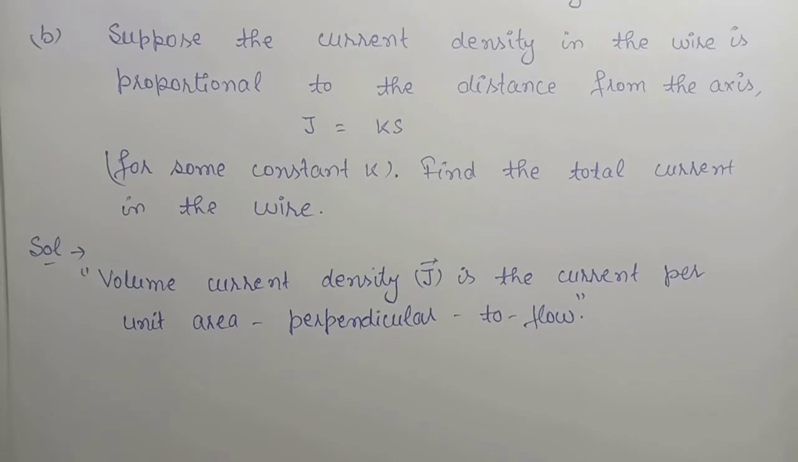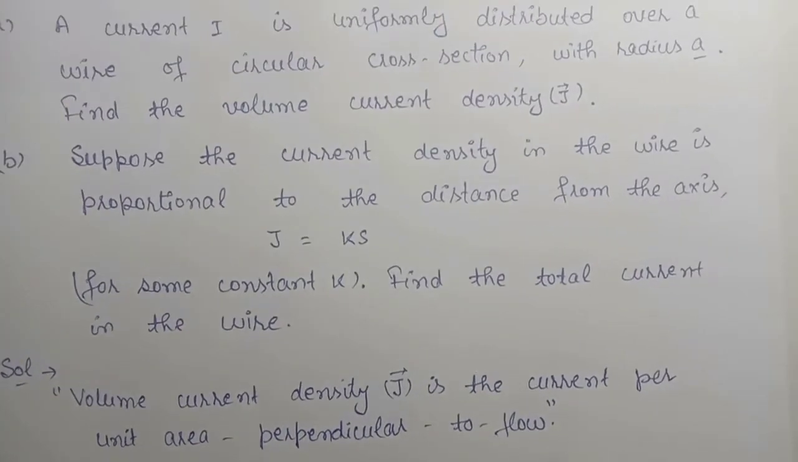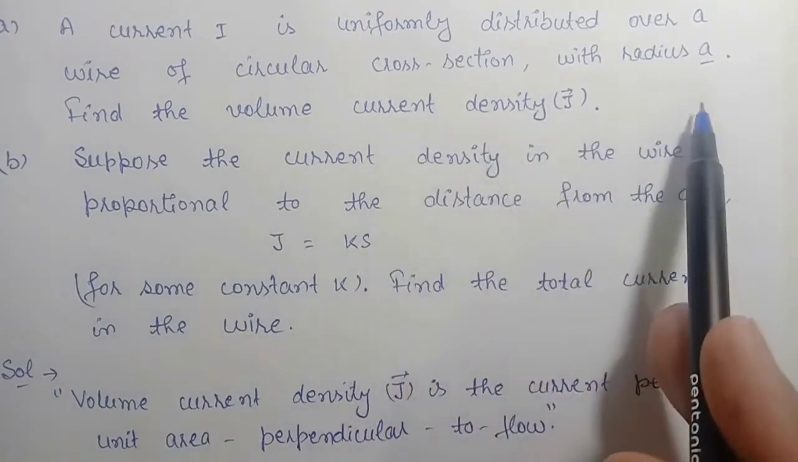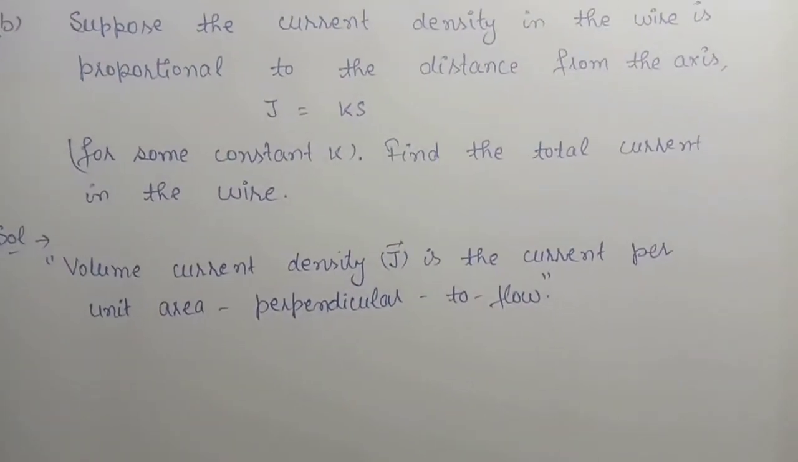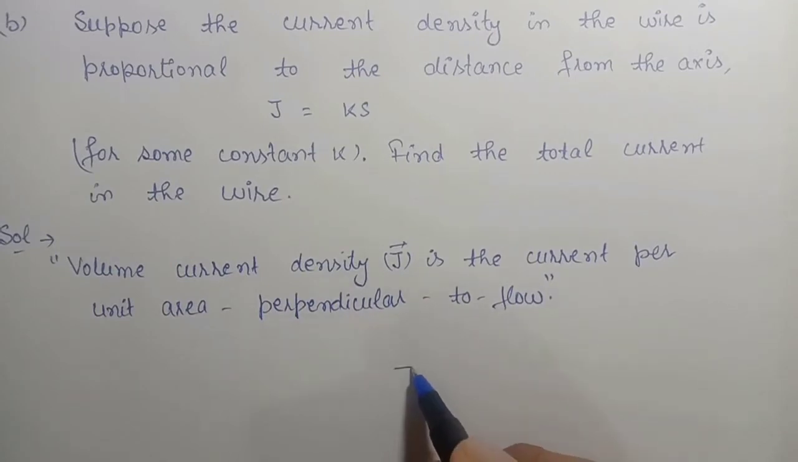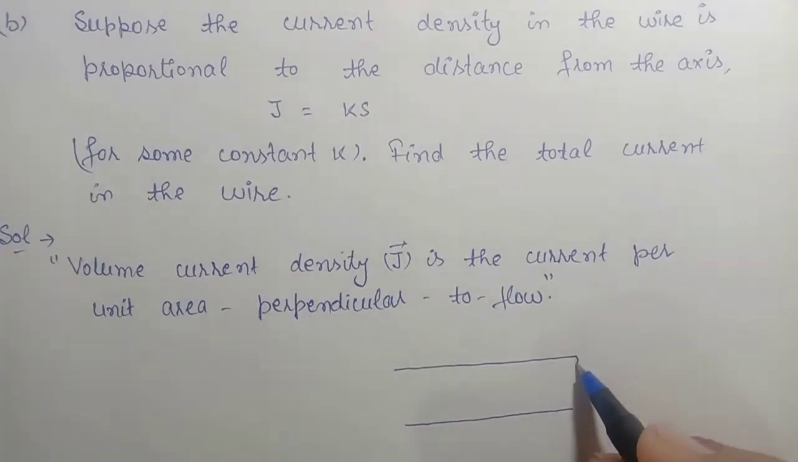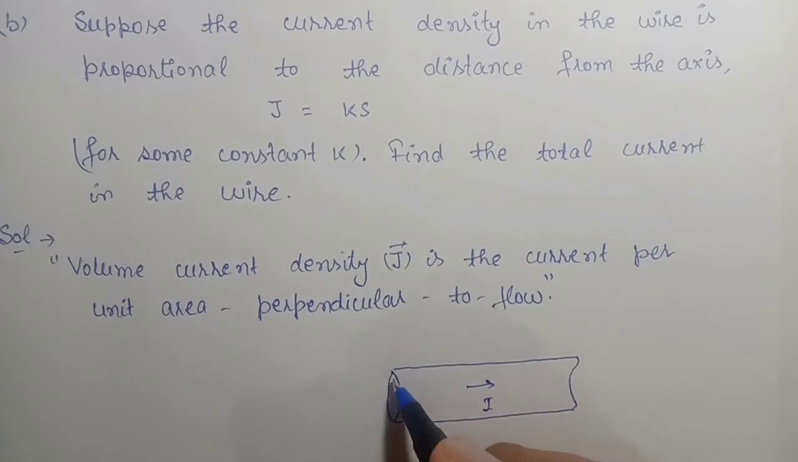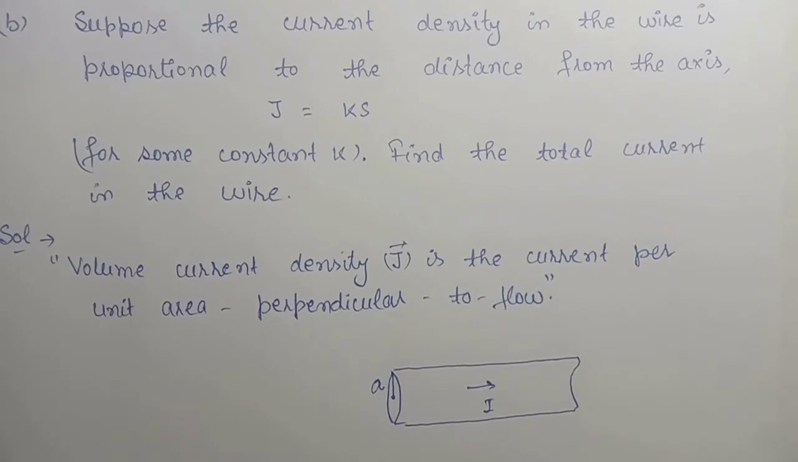So as per our problem, a current I is uniformly distributed over a wire of circular cross section with radius a. Suppose this is a wire and the current flowing through this wire is I, and this is a cross section having radius a.